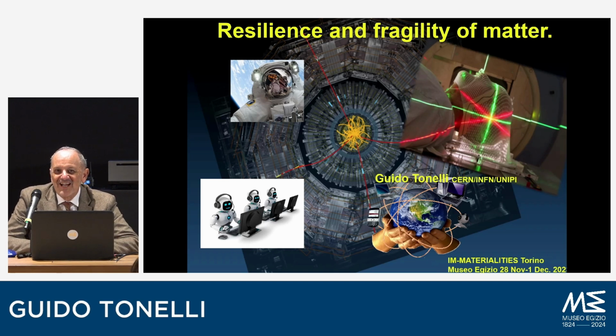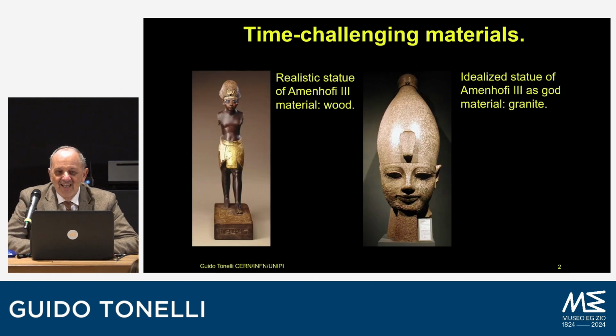So I found the title of this meeting quite interesting. I start with something that I like very much: Amenhotep III, the Magnificent. I like the fact that there are these two beautiful representations. One is realistic, actually beautifully realized in terms of art, and this material is wood. The other one is idealized, Amenhotep III in the form of a god, and the material is granite. Granite is a persistent material that will last for millennia, as we know very well.